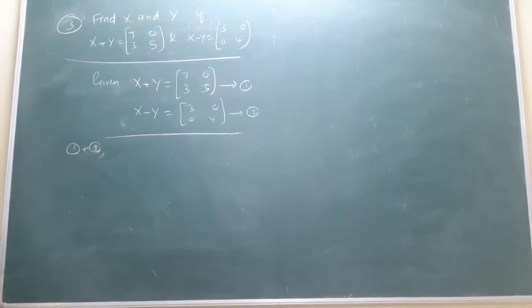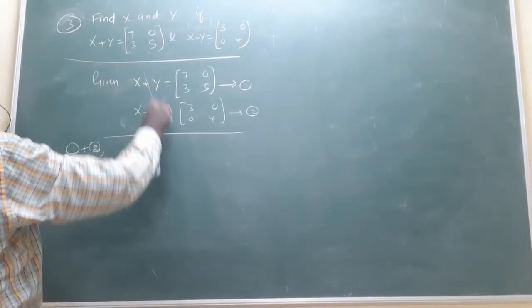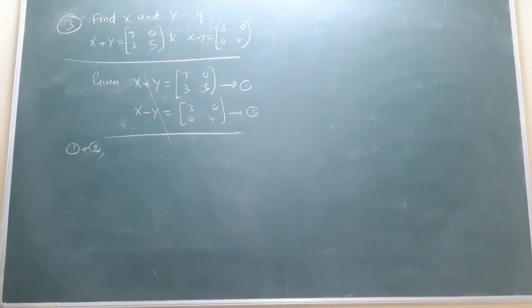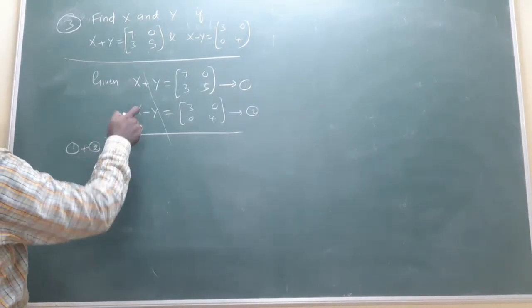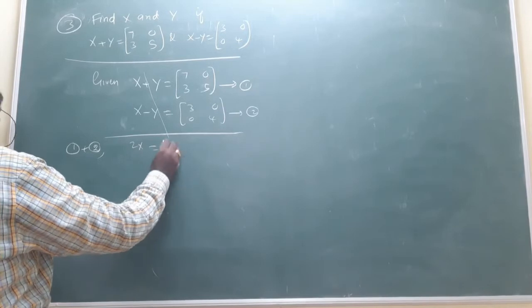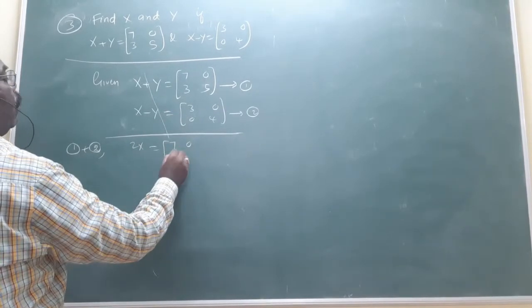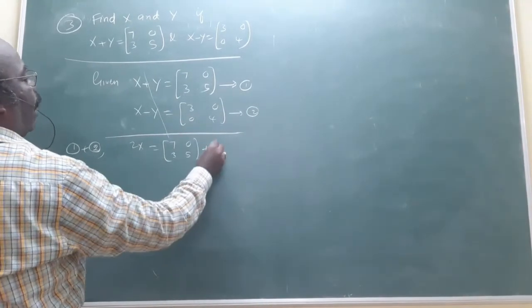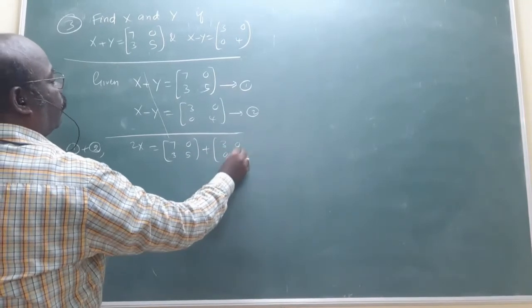Am I right? 1 plus 2, because this will be cancelled. Y minus Y, 0. That's cancelled. X plus X is what? 2x. Now what is it now? Add the entries: 7, 0, 3, 5, and 3, 0, 0.